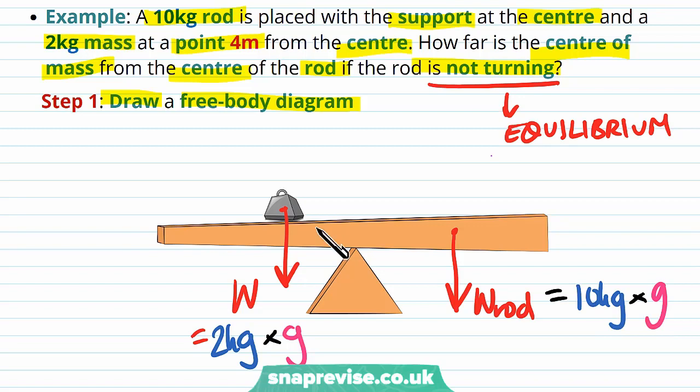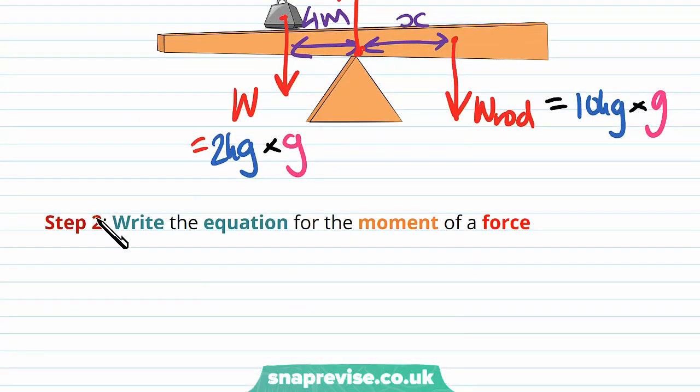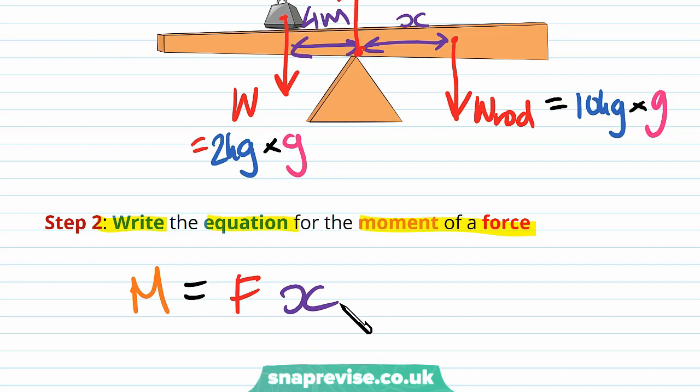We know that this mass has been placed a distance of 4 meters from the pivot. However, we don't know at what distance the centre of mass acts, and this is what we want to find out. And we've still got a reaction force from the pivot. So our second step is to write the equation for the moment of a force. The moment of a force is given by the force multiplied by the perpendicular distance of the line of action of the force from the pivot.